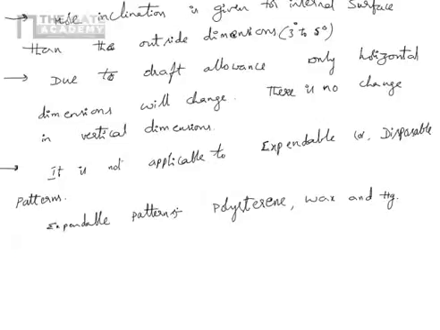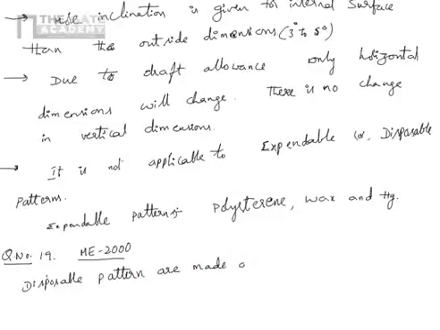GATE 2000, question number 19, a one mark question: Disposable patterns are made of.